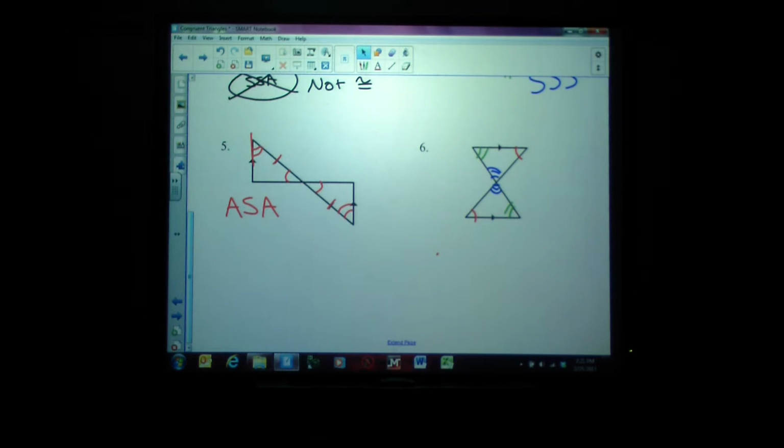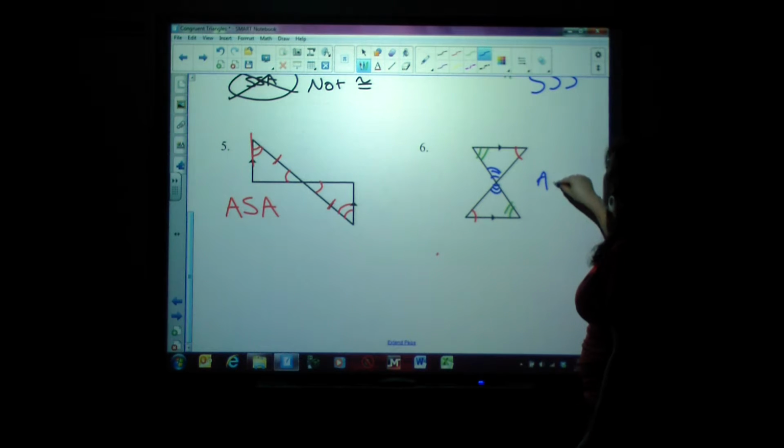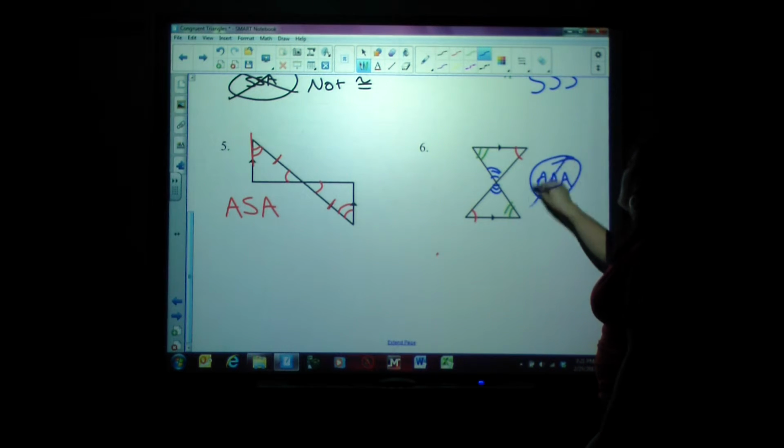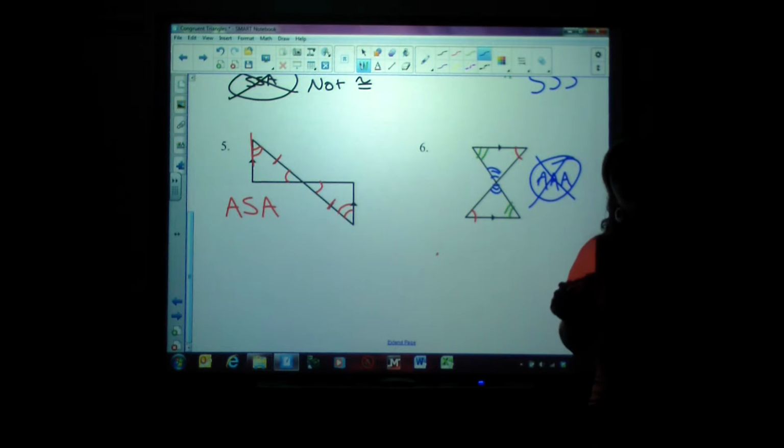Is that enough to prove that the triangles are congruent? No, we did not have an angle, angle, angle written down. That does not prove congruence. Actually, it proves similarity, not congruence.